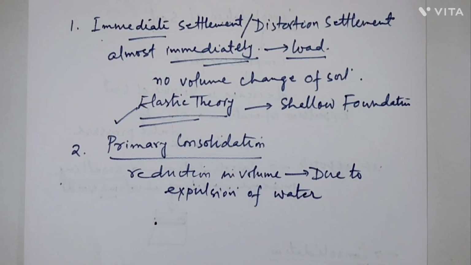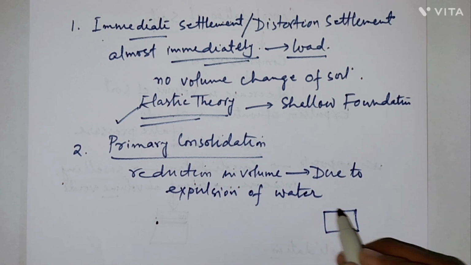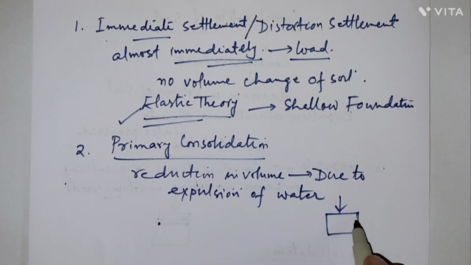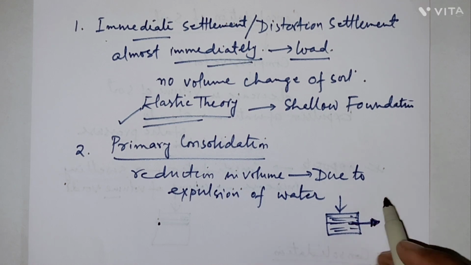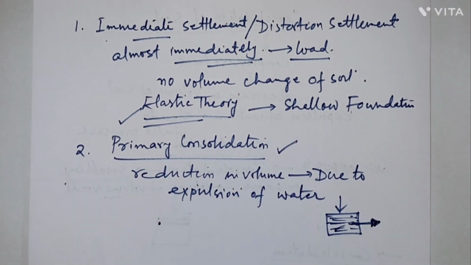See, when we apply load, since the soil is saturated, what will happen? Due to permeability of the soil, water will be expelled out from the voids. Because of this, there will be a consolidation. That consolidation is called primary consolidation.